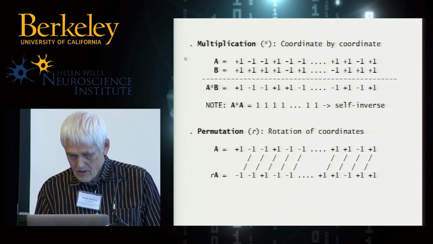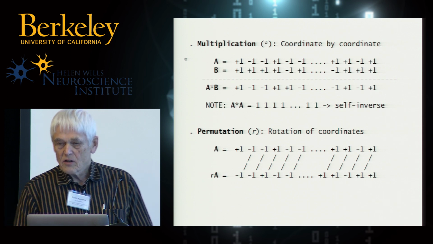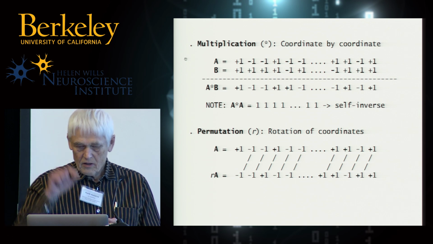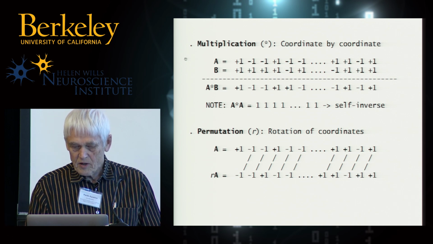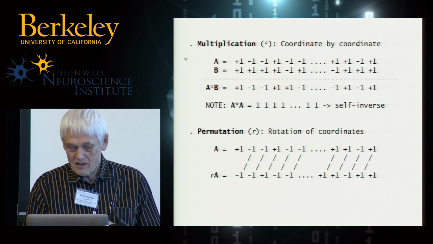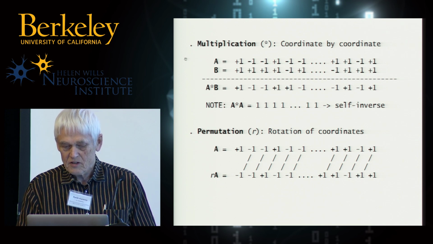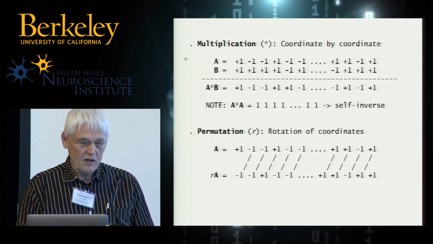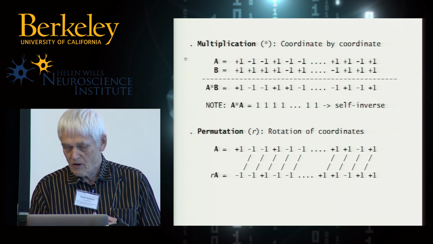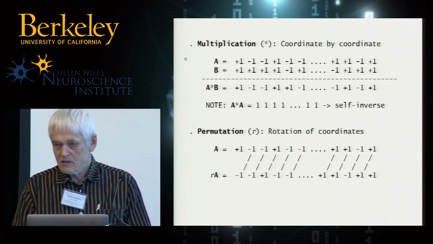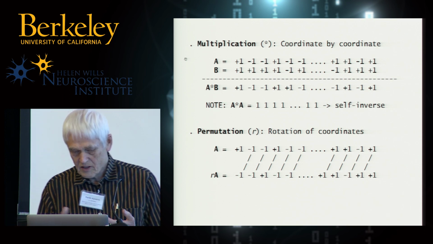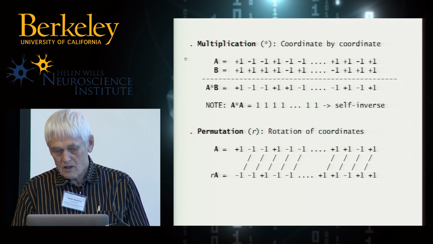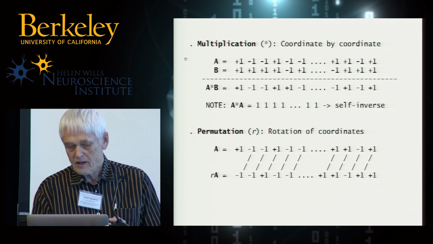Multiplication is also coordinate by coordinate. You just take each coordinate and multiply, and so if you have two ones, the product for that position is 1, and 1 and minus 1 produces minus 1. If you think of this as on binary vectors, multiplication is the exclusive OR operator. It's equivalent to what we have here in this slide.